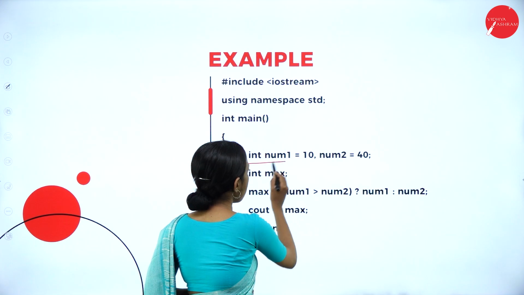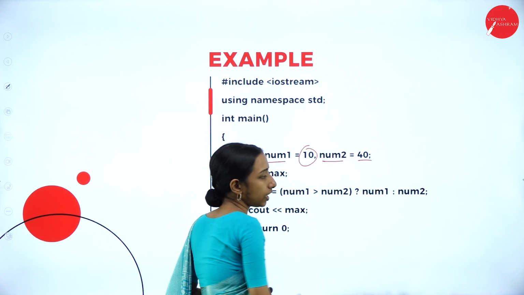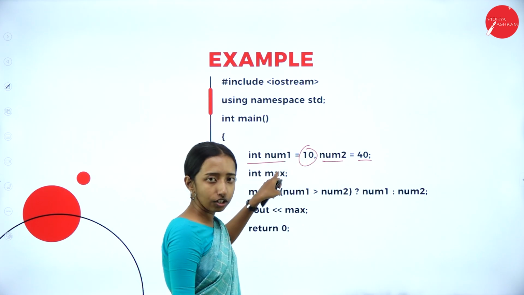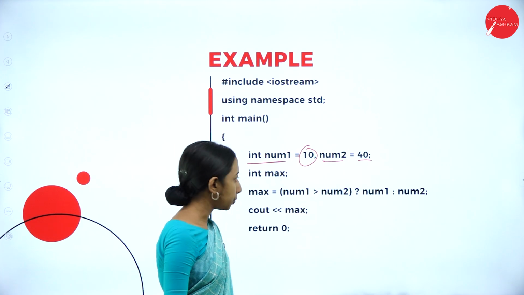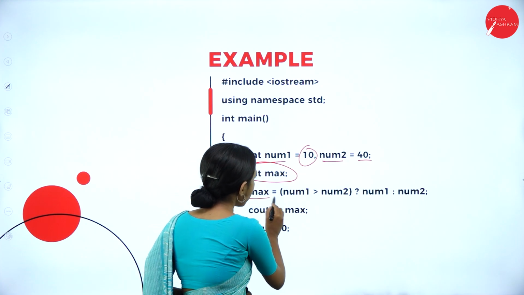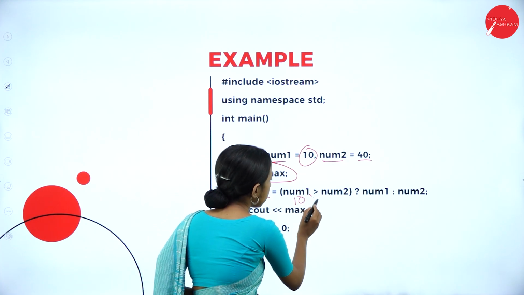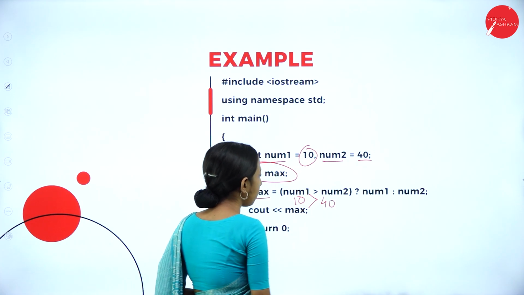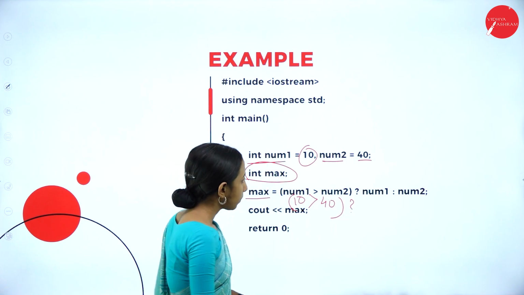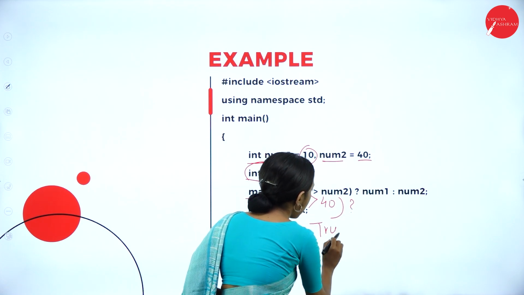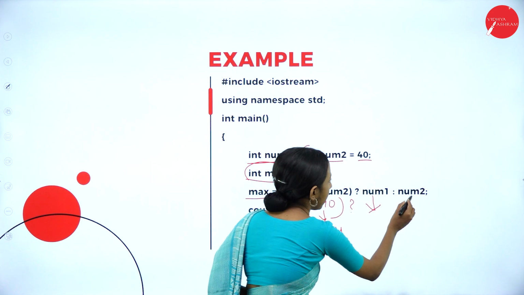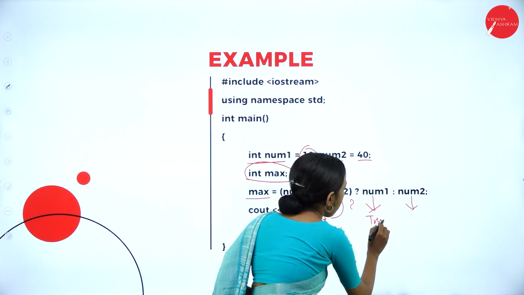Here, int num1 = 10, num2 = 40. I have taken two variables, num1 and num2, and I have assigned 10 to num1 and 40 to num2. Then int max. For max, I have taken 10 greater than 40. It will check whether 10 is greater than 40. If the condition is true, we will get the num1 output, else we will get the num2 output.